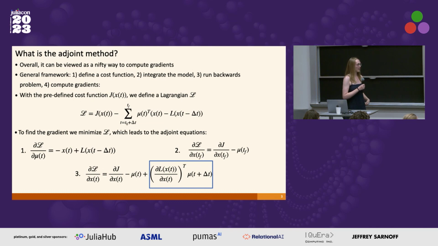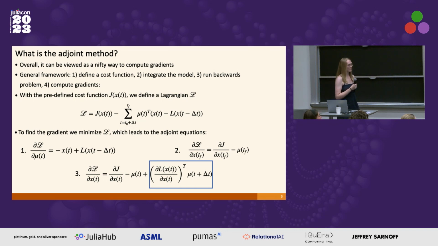With our predefined cost function J, we're going to define a Lagrangian L, where L is going to be the difference between my cost function and the sum over the steps that I've integrated of mu of t transpose, where here mu is my Lagrange multiplier. We can also think of mu as the adjoint variable. You might hear me use this phrase instead. Times the difference between x of t, where x is the state of my system, minus L of x of t minus delta t. L here is a time step. So L is going to propagate my state x of t to x of t plus delta t. So just one step of the model. And then to find the gradient, we're going to minimize L, and going back to calculus means we take derivatives of L and we set them equal to 0.